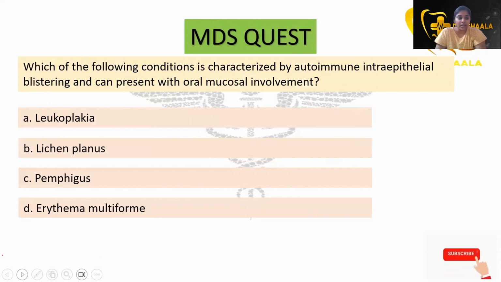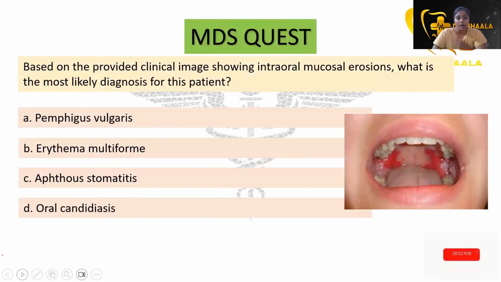So let's see a question. Which of the following conditions is characterized by autoimmune intraepithelial blistering and can present with oral mucosal involvement? It is pemphigus. Now, based on the provided clinical image showing intraoral mucosal erosions, what is the most likely diagnosis of this patient? Here you can see erythematous lesions appearing in the mucosa. The options they gave were pemphigus vulgaris, erythema multiforme, aphthous stomatitis, and oral candidiasis. So the lesion, how it will appear, you have to keep in mind.